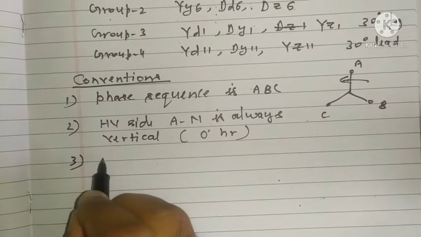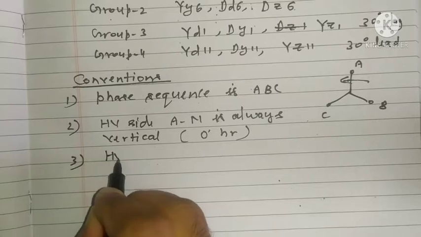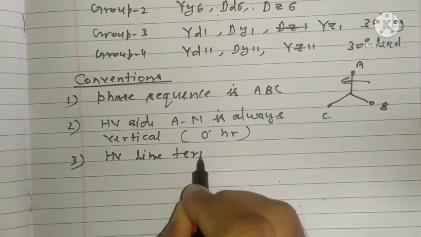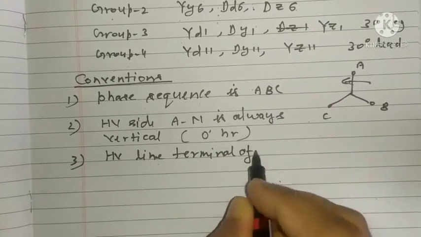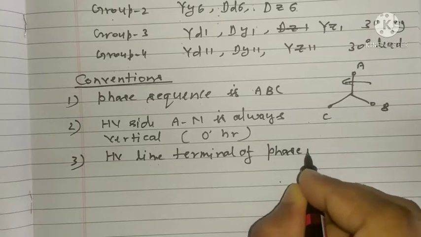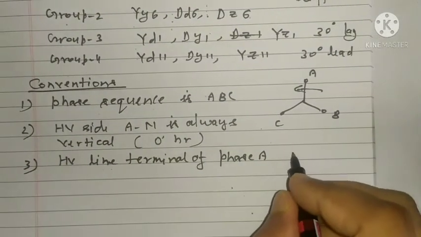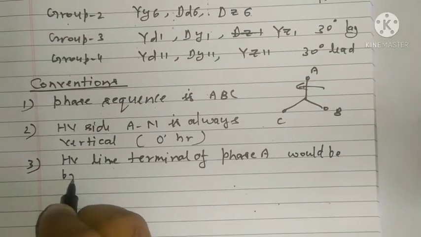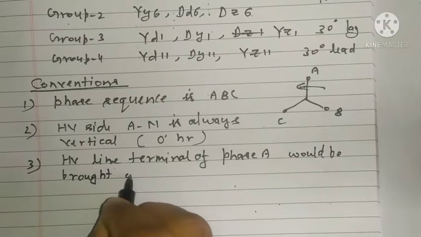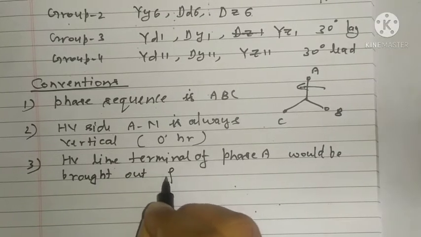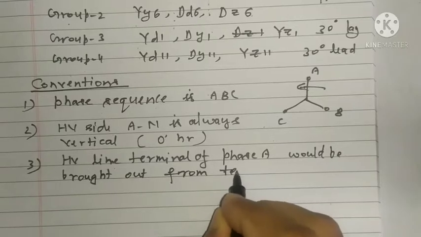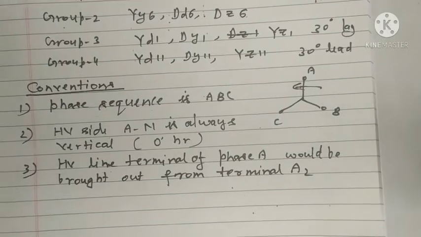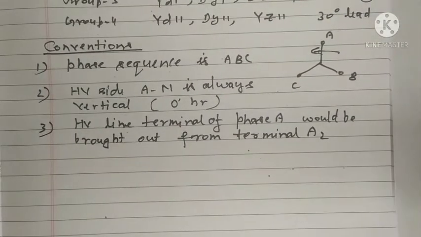Third convention is HV line terminal of phase A would be brought out from terminal A2, right? So these are the conventions we will follow while drawing vector group.